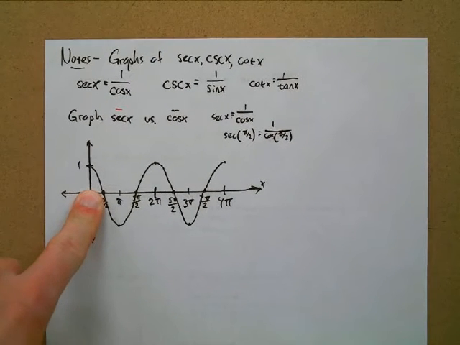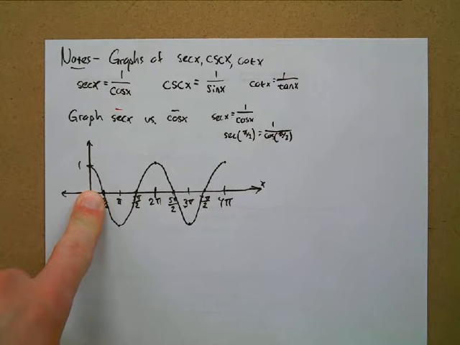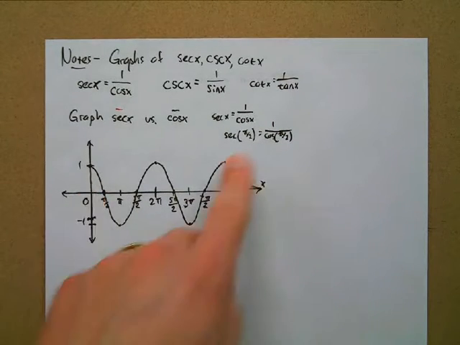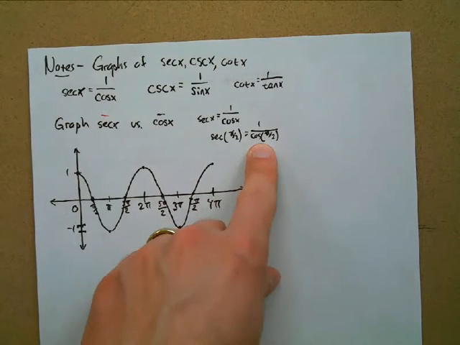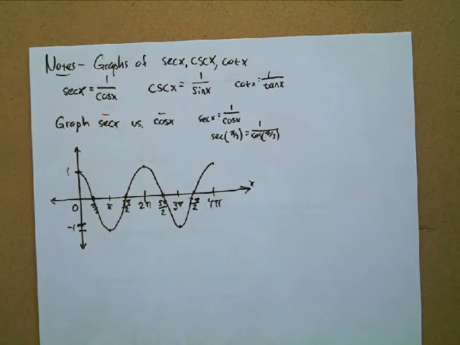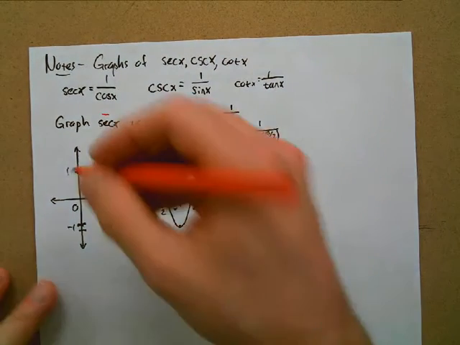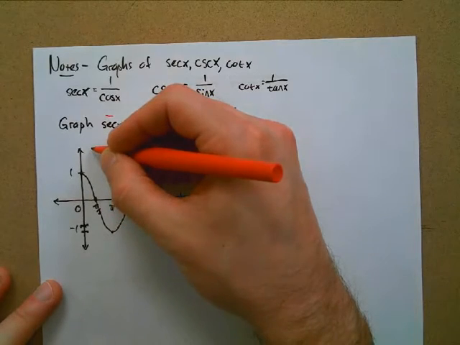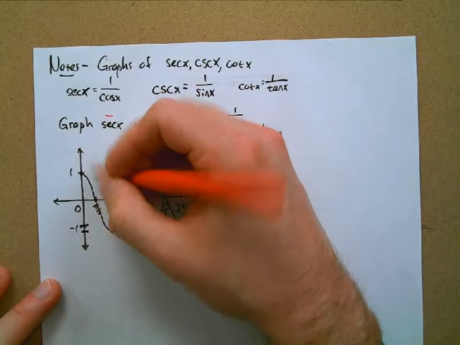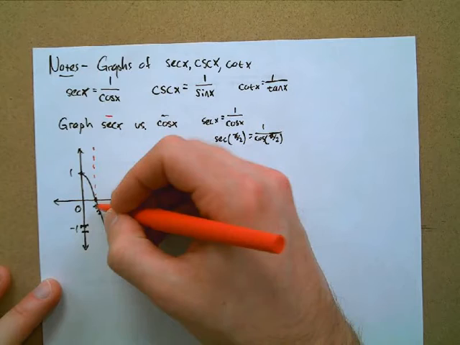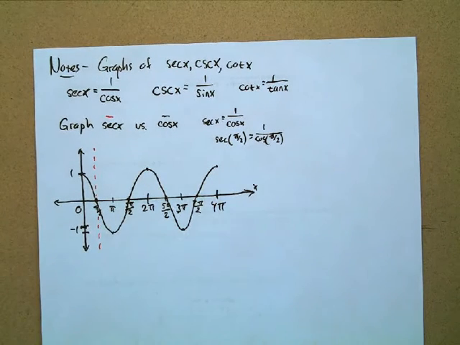Undefined, right? If cosine of pi over 2 is 0, then 1 over cosine of pi over 2, 1 over 0, means secant of pi over 2 is undefined. And to denote that being undefined for our secant graph, we're going to have an asymptote. We're going to have an asymptote occur in our graph of secant at pi over 2.